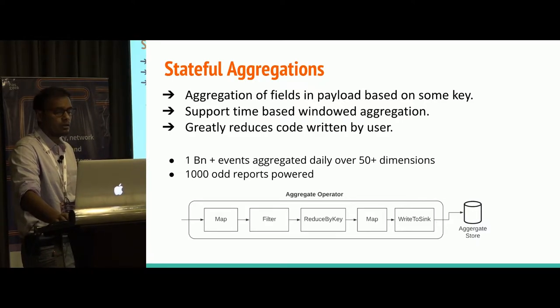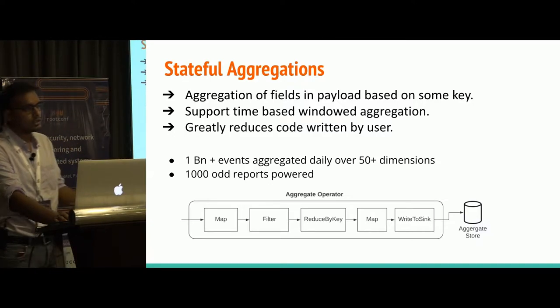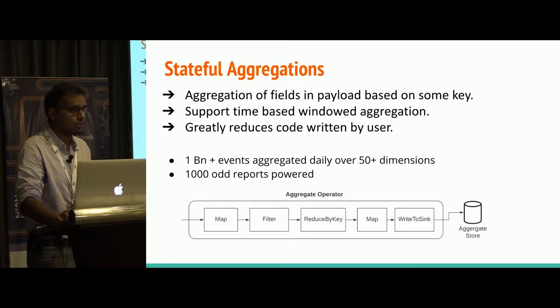Today in fStream we power about 1,000 odd reports, and about 1 billion plus events are typically processed by the platform, computing for more than 50 dimensions.